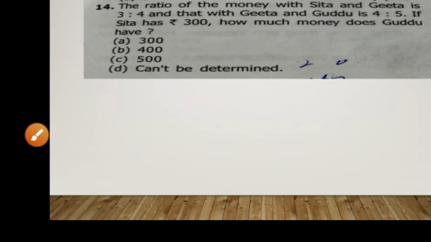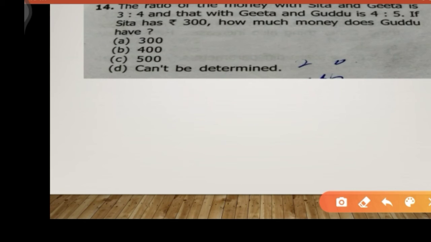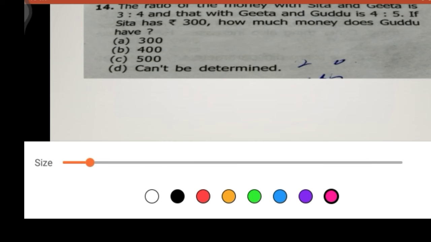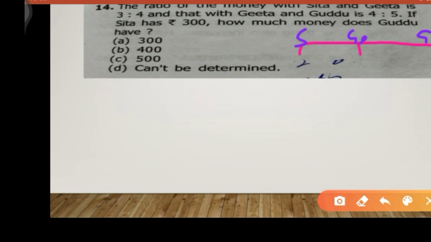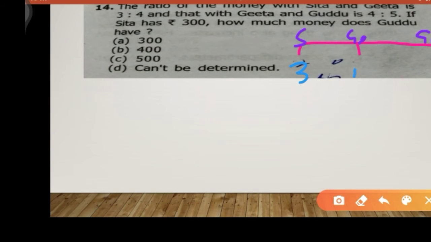Let's solve this question. The ratio of the money with Sita and Geeta is 3:4, and that with Geeta and Guddu is 4:5. If Sita has rupees 300, how much money does Guddu have? It's asking for the money with Guddu. To get that, we first need to know how it's distributed: Sita, Geeta and Guddu. Sita has the ratio of 3, Geeta has the ratio of 4 and Guddu has the ratio of 5.